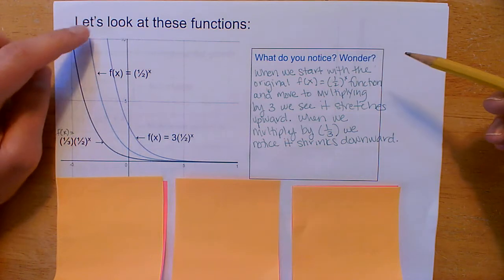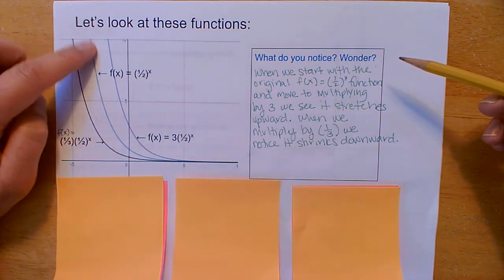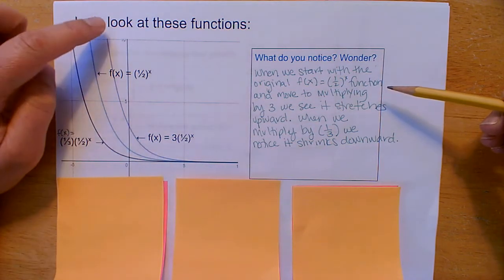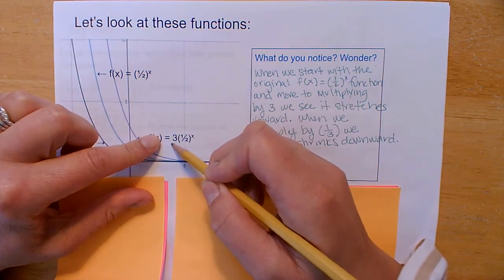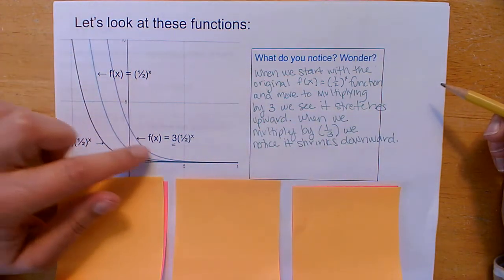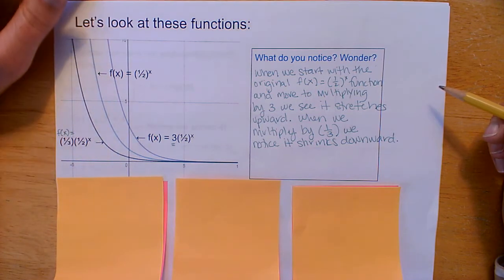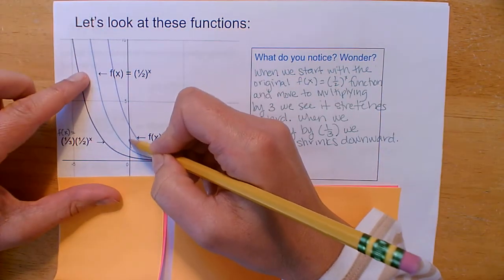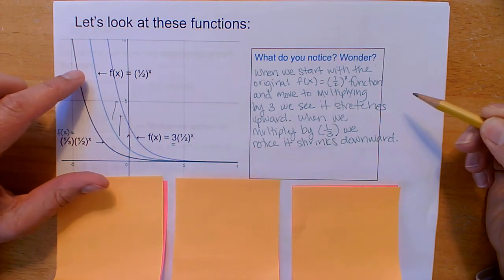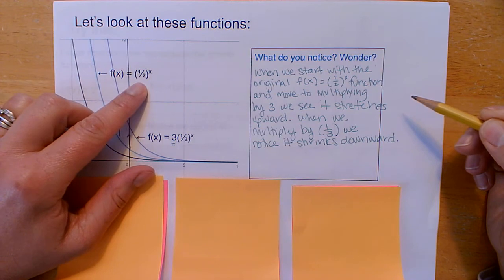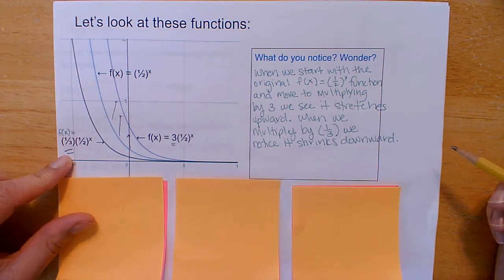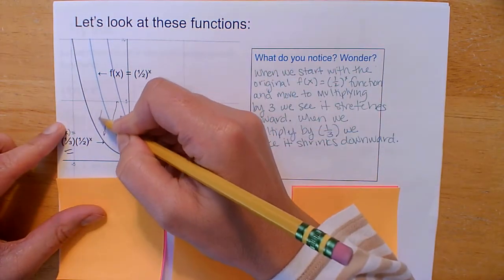When we start with the original function, which is this function right here, and move to multiplying by 3, so we actually multiply 3 by our original function, we see that it stretches up. When we go back to our original function and then multiply it by 1/3, we see that it shrinks downward.